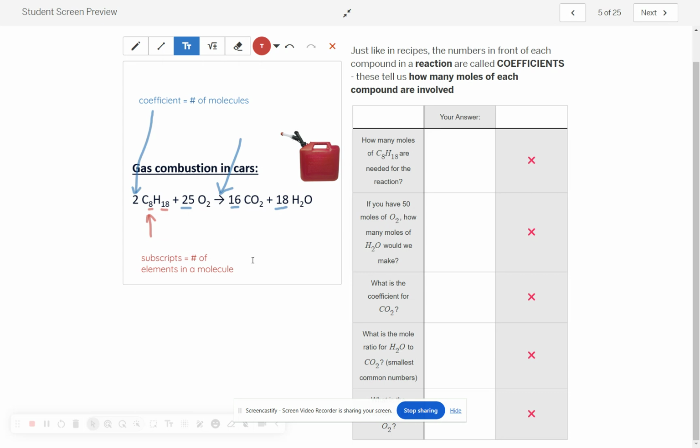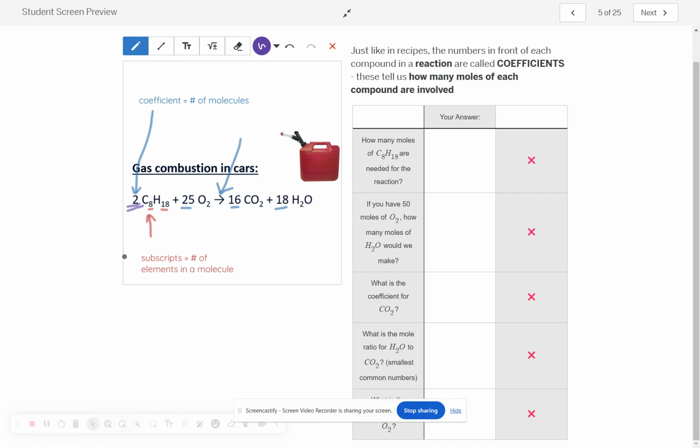Okay, so let's go ahead and look through these questions real quick together. The first one: how many moles of C8H18 are needed for the reaction? So this reaction is balanced. We're going to talk about what that means in later slides. But as we look at it, it's asking us how many moles are needed. So we actually need 2 moles for this reaction as written.